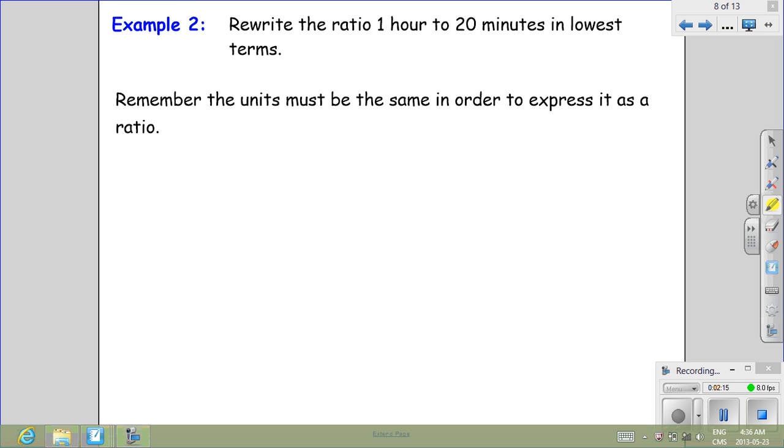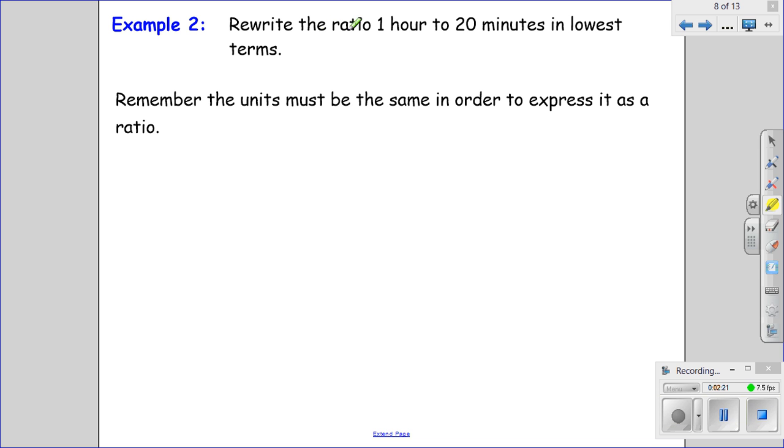Example 2, rewrite the ratio 1 hour to 20 minutes in lowest terms. So again, what are we asking for? We're asking for a ratio, 1 hour to 20 minutes, lowest terms. So we're looking for a ratio. Interesting though, the units are different. Well, we know that can't happen. So we start with 1 hour to 20 minutes.